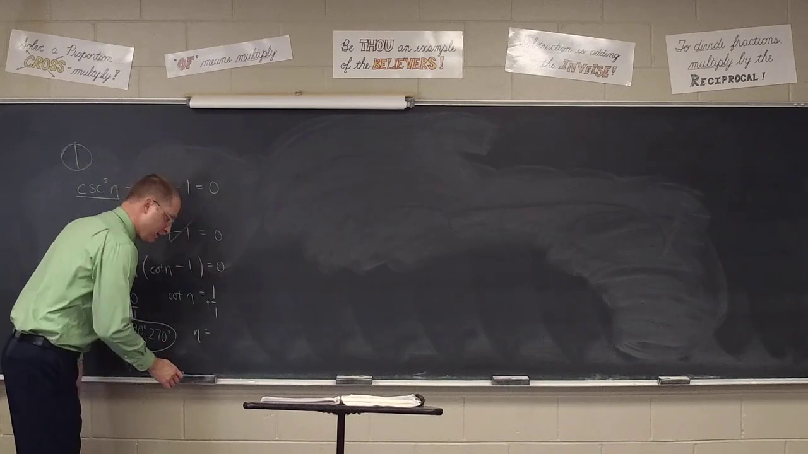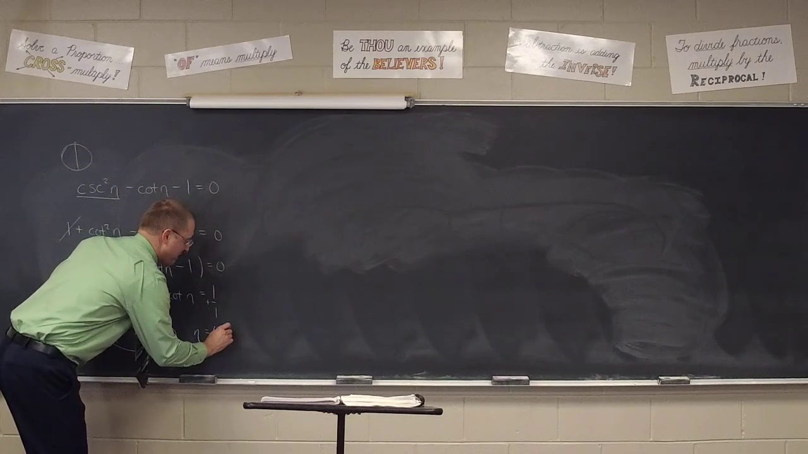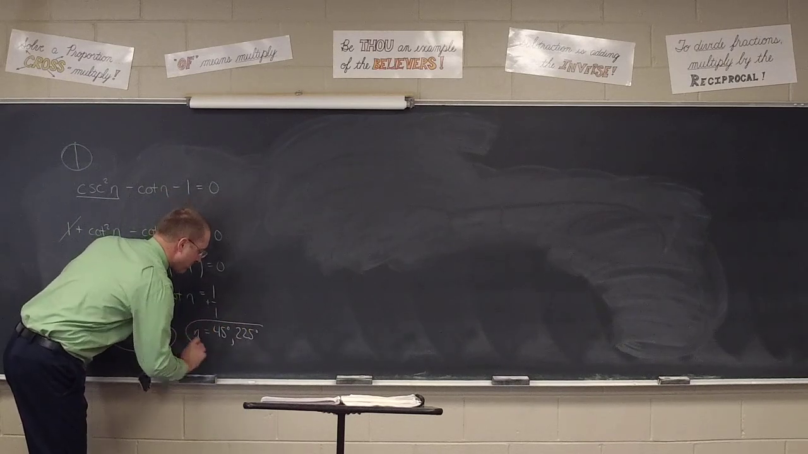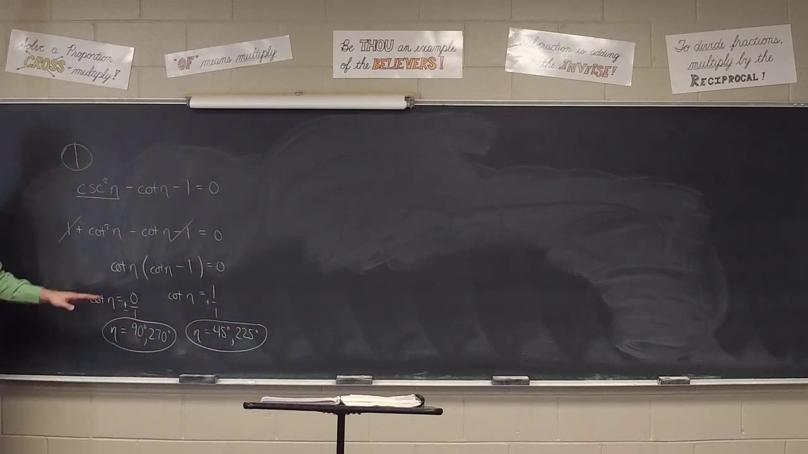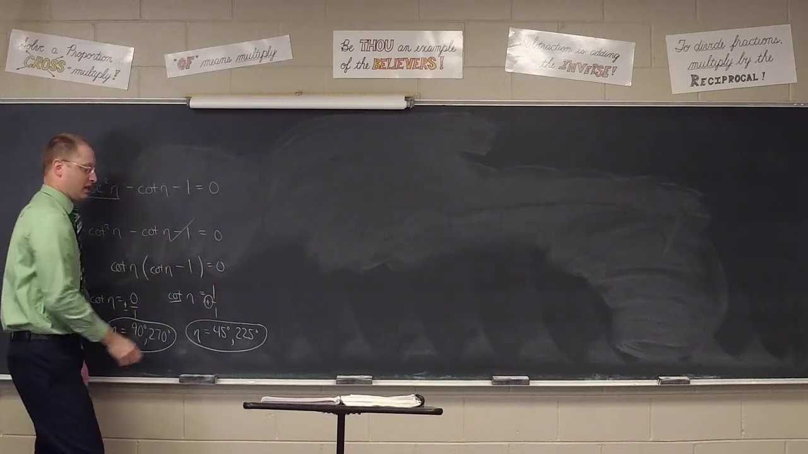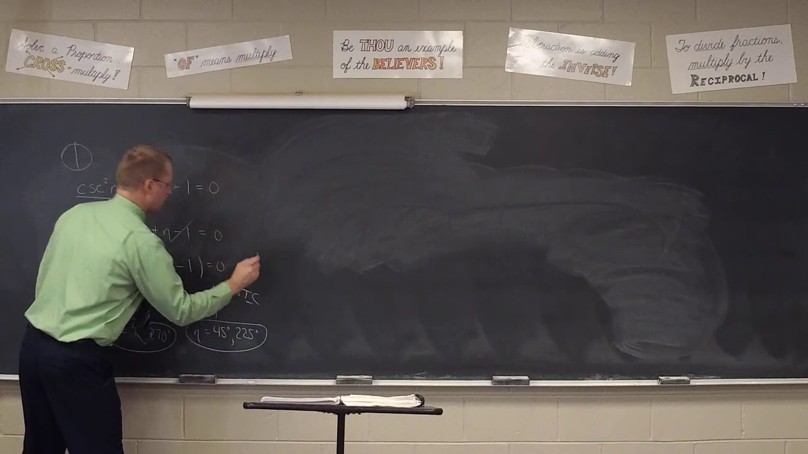What's the 45 in quadrant 1? 45, obviously. And what's the 45 in quadrant 3? 225. Do we remember doing this yesterday? So how did you find out it needs to be in the third one? Well, when is cotangent positive? ASTC. The A and the T.